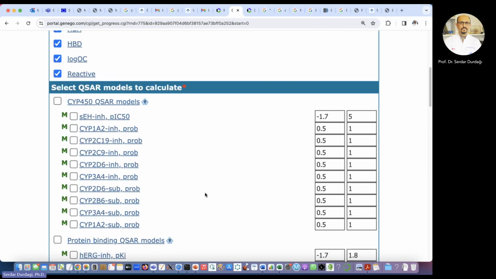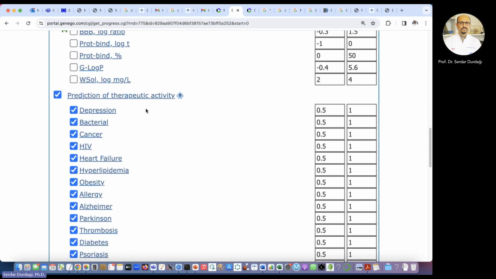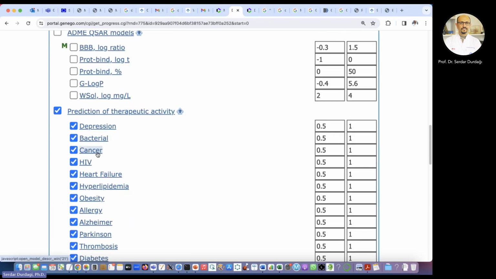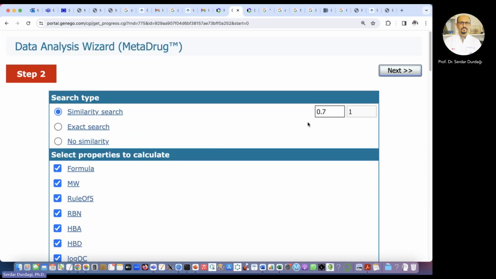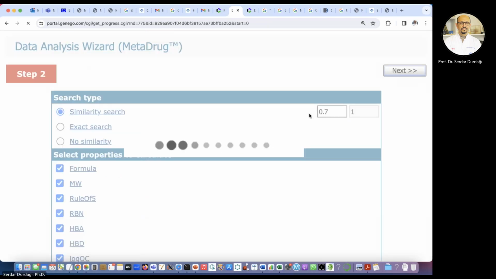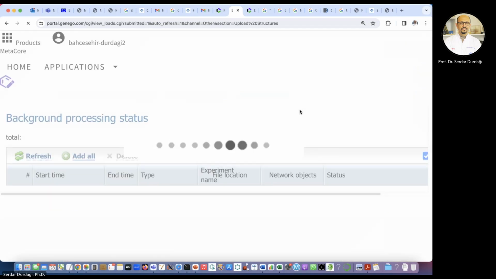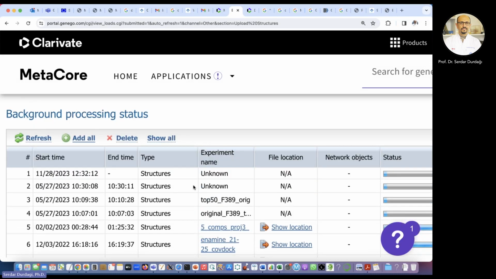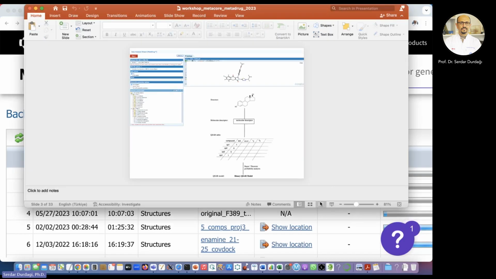Anyway, let's go to prediction of therapeutic activity, and maybe should we go with the toxic effect? No, let's put this. If you go with the next. Yeah, it started. That's all, as you can see. The job has started, and I think it will take about one or two minutes, and then I will show you the result. But now let's go and check the theory.